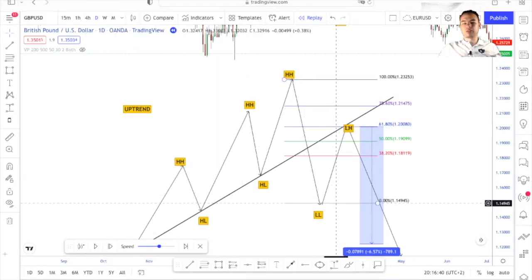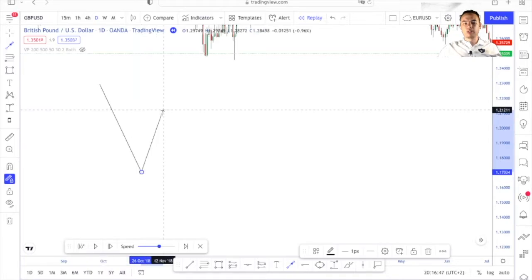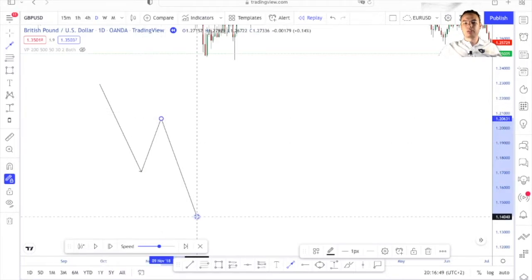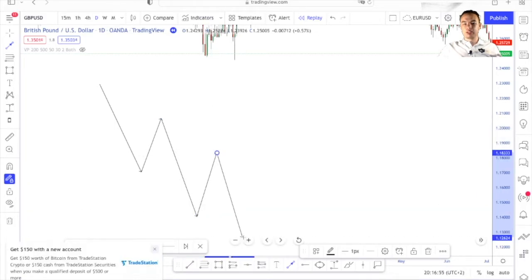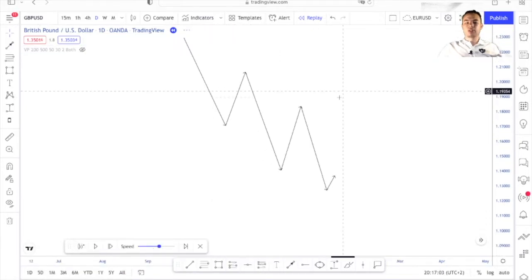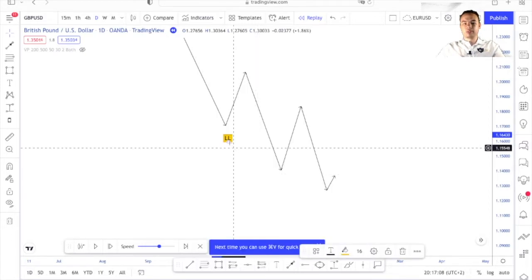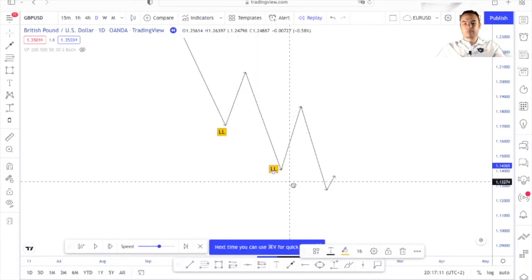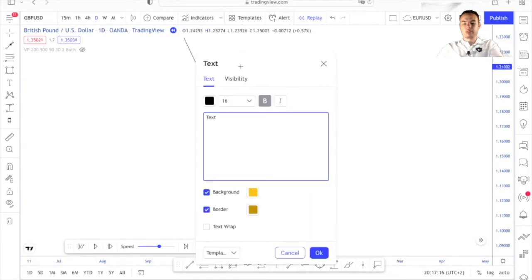So let me show you in a downtrend. Okay, I just added on to that. So downtrend, lower low, lower high, lower low, lower high, lower low, and now you see coming up like that. So now you got your lower low, lower high.